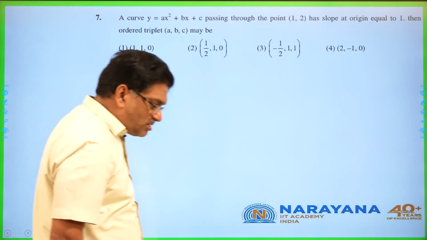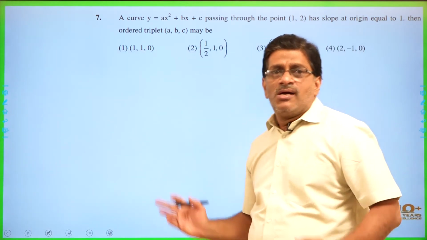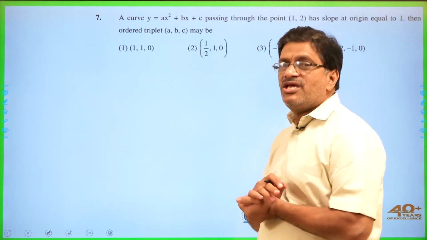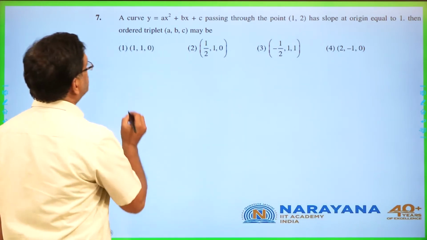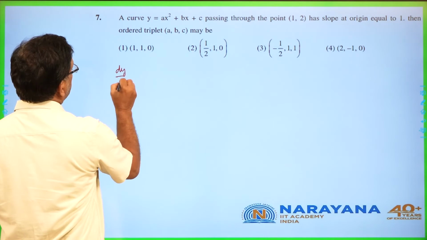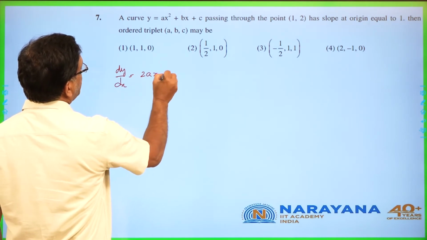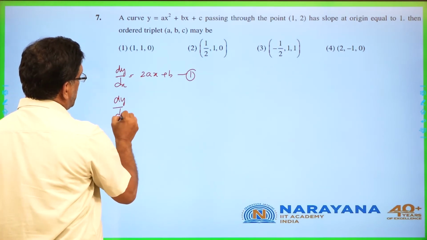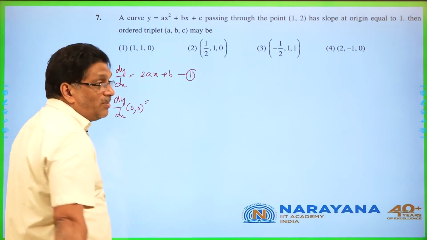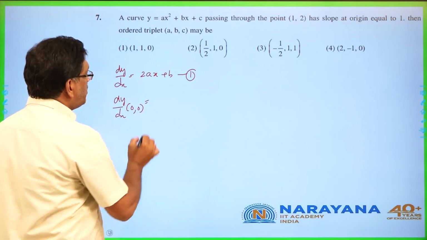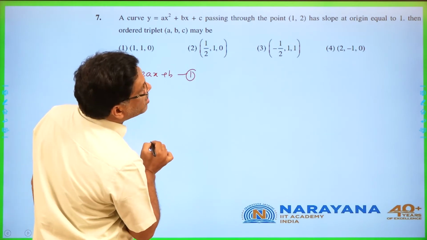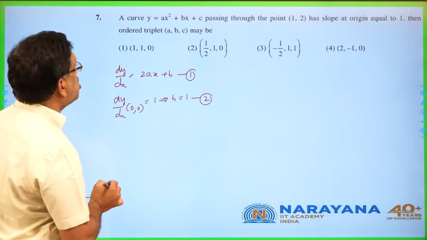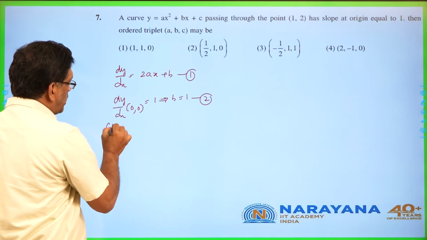That is one more simple problem. What is that he has given? A curve passing through the point has slope at origin equal to slope. First differentiate. So dy by dx is 2ax plus b, right? Slope at origin he has given. So remember, origin is also a point. dy by dx at 0, 0 is equal to 1 implies b equal to 1. Directly we got.